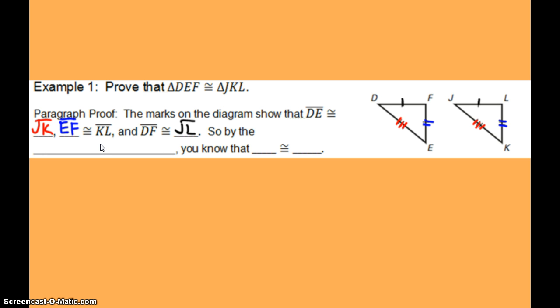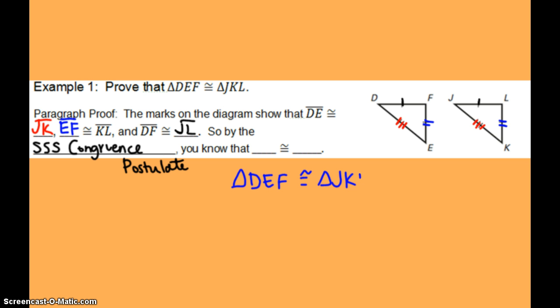So by the side, side, side congruence postulate, and you're okay to write SSS congruence postulate, you know that the two triangles are congruent. So we know that triangle DEF is congruent to triangle JKL.